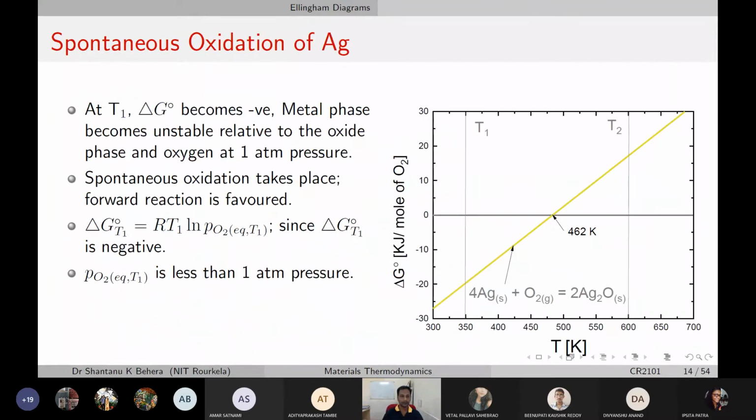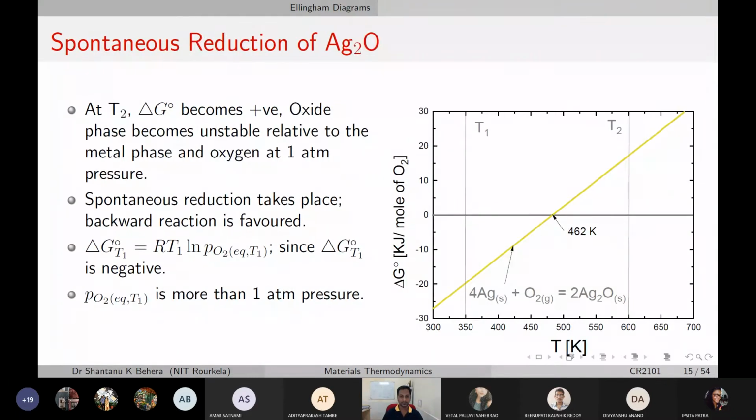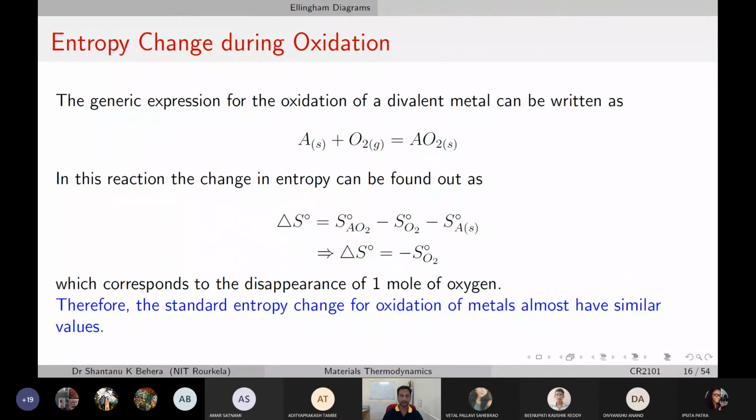Now, let's see, let me go to this one. Okay, the entropy change during oxidation. Let's discuss this one first. Right now, here is a generic expression for the oxidation of a metal, and this one would be for a divalent metal, A plus O2 gives AO2.